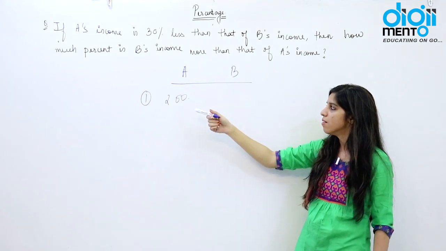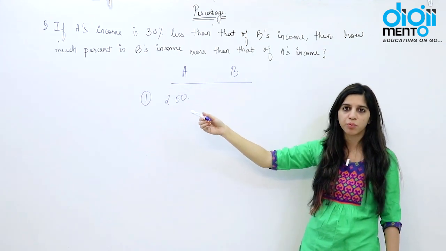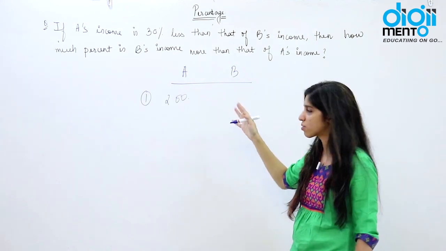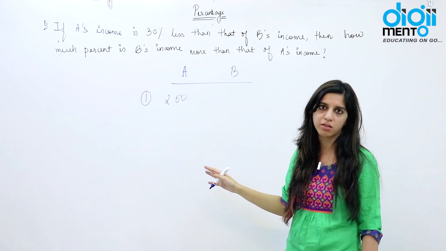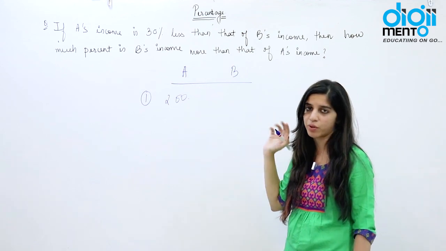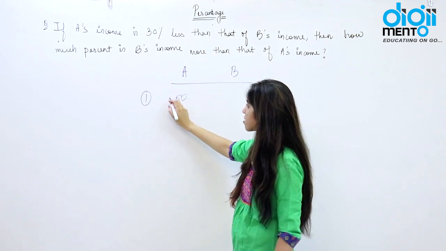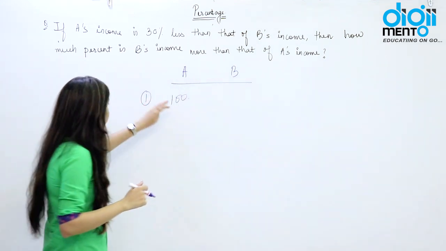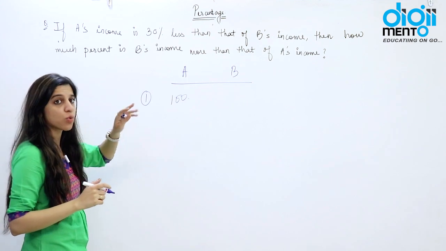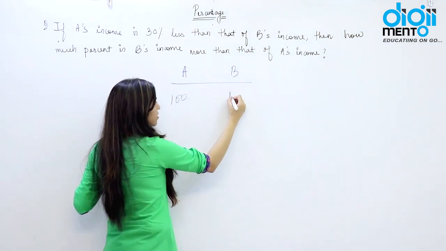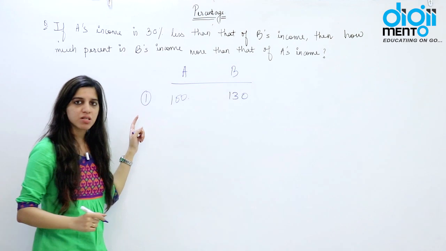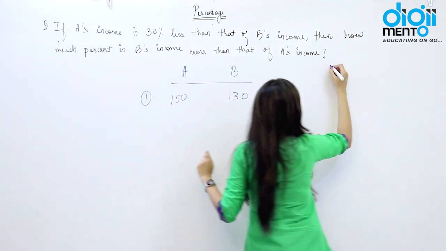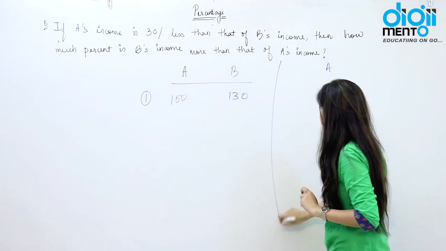You need to find out what 130% of 200 is going to be. I guess 260 maybe. Whatever, it is going to take up a lot of your brain and time. So what do we do? I just assume it to be 100. Now what does the question say? This income is 30% less than that of B, then what should have been the income of B? It must have been 130. So this is one way that you can proceed. We'll see both the ways.